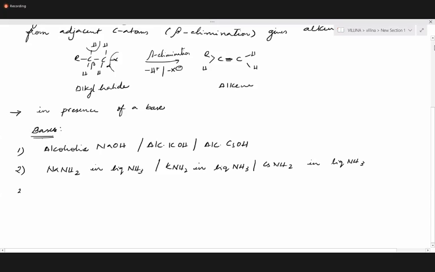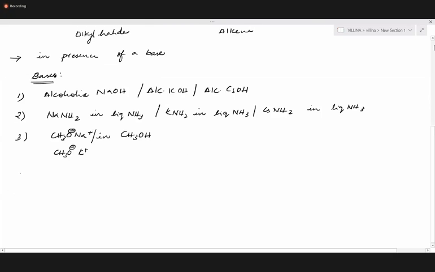Then you have alkali metal alkoxide ions actually in the presence of alcohols. So CH3O minus Na plus. So this is sodium methoxide in methanol, CH3OH. Instead of sodium methoxide, you can even take potassium, K plus actually. So the same type of alcohol should be used, whatever is your base.